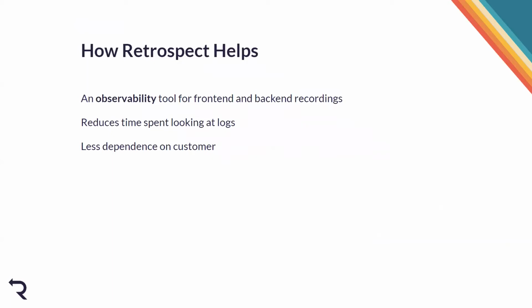And that's because Retrospect is an observability tool for front-end and back-end recordings. We not only capture the back-end tracing data, but we also capture that browser activity. This reduces the amount of time Bob spent looking at logs because he doesn't have to check into each one of his services. He can just query in the Retrospect user interface. It also makes Bob less dependent on the customer because he doesn't need a back and forth with the user about what they did. He can just use the session replay.